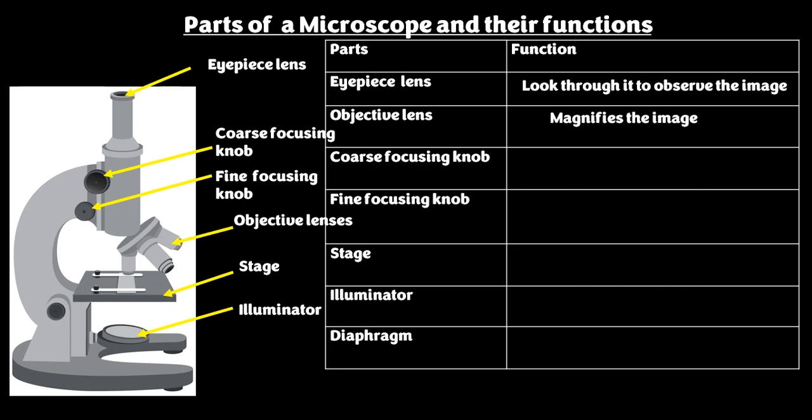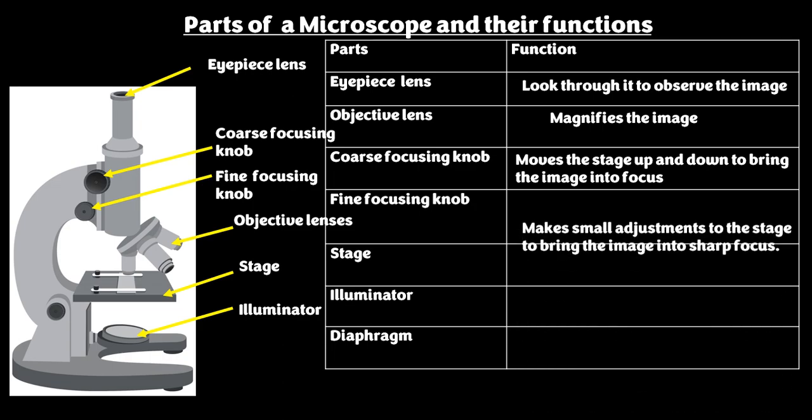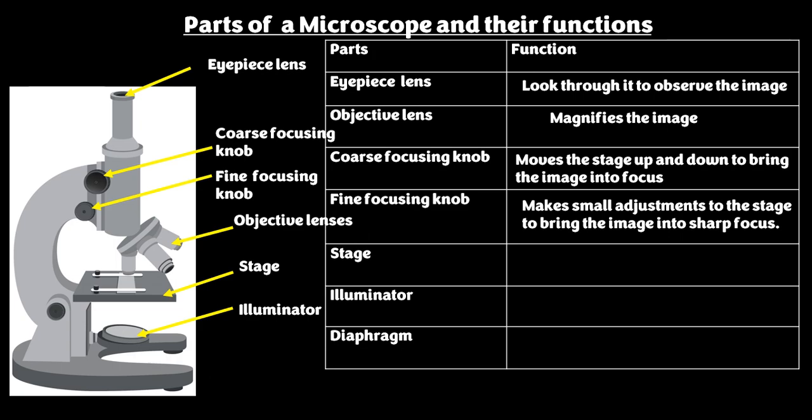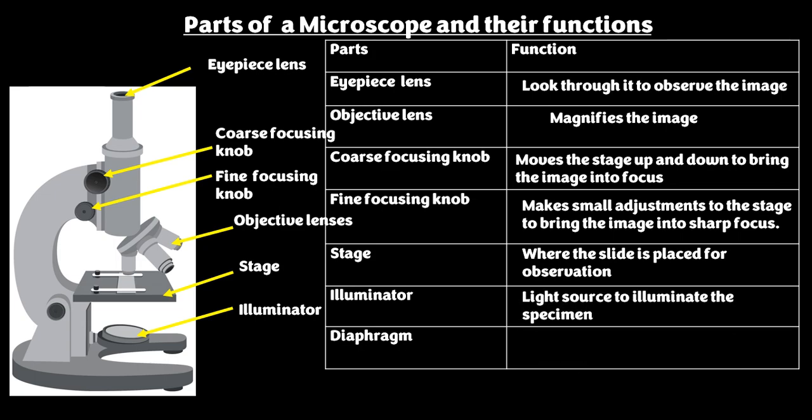The coarse focusing knob moves the stage up and down to bring the image into focus. The fine focusing knob makes small adjustments to the stage to bring the image into sharp focus. The stage is where the slide is placed for observation. The illuminator produces light to illuminate the specimen, and the diaphragm found right below the stage controls the amount of light that goes onto the specimen.